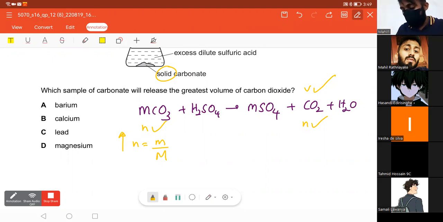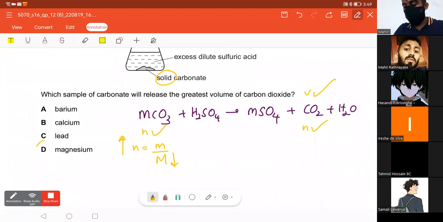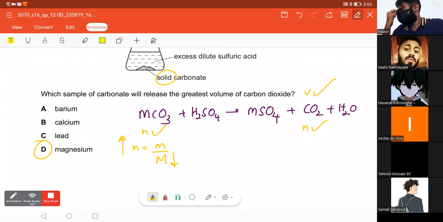And I'm asking which has the lower molar mass: lead, calcium, barium, or magnesium. Magnesium. You know magnesium has the lowest molar mass. Therefore, answer is D. Write down, very important. If you want a higher number of moles, the molar mass should be less. Think maths. Therefore, answer is D. Can you understand? Okay.